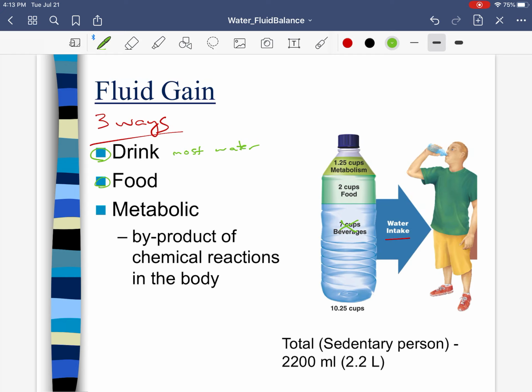And the way that we bring in the least amount of water is something we call metabolic water. This is water that is a byproduct of chemical reactions. Just like we often need water to carry out a chemical reaction, often water ends up being a byproduct or is released as a result of a chemical reaction. It's a smaller amount, but it is indeed there. This is an average, but you don't need to know these numbers. Just know the 3 ways in which we bring in fluid, which one is the way that we rely on most, and which is the way that we bring in the least amount of water.